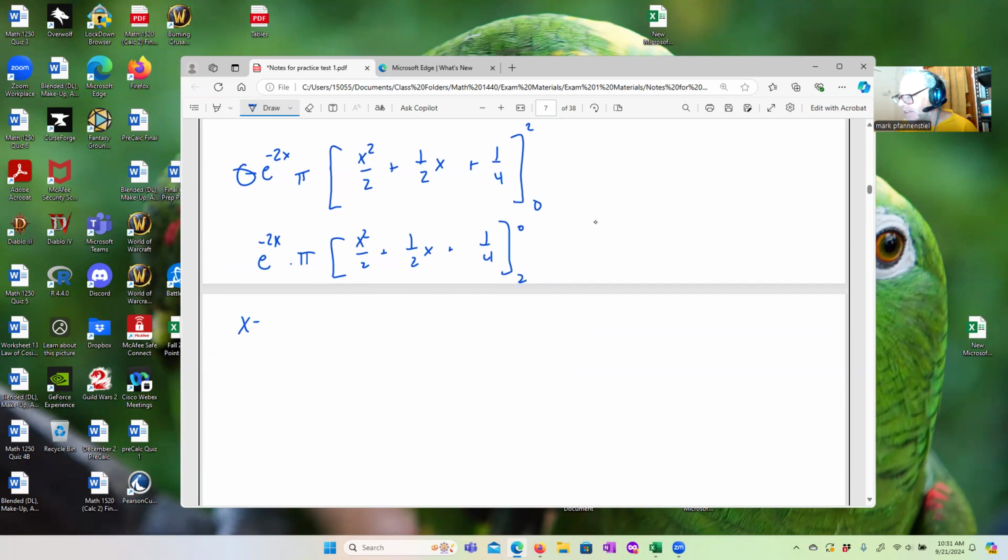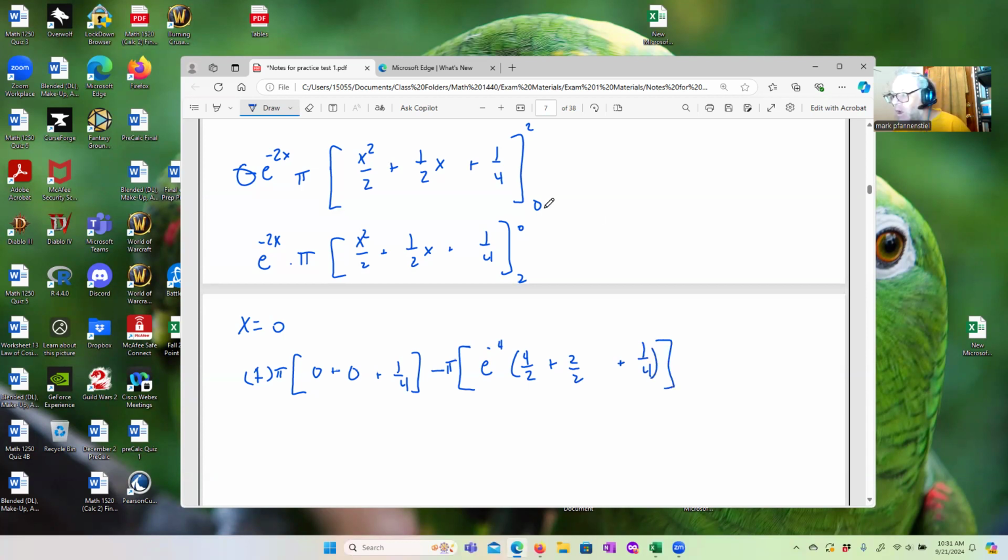Let's go ahead and evaluate this at x equals 0. So we have e to the negative 2 times 0, that's going to be 1, times pi. And then we plug in 0: we get 0 plus 0 plus 1/4. So that's what we have over here. Minus, and now we plug in 2. So we have pi times e to the negative 4, which is 2 times 2, times this piece here. 2 squared is 4, so we have 4 over 2, plus 2 over 2, plugging in the 1/2 here, plus 1/4.